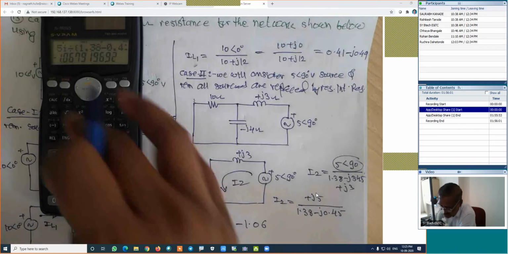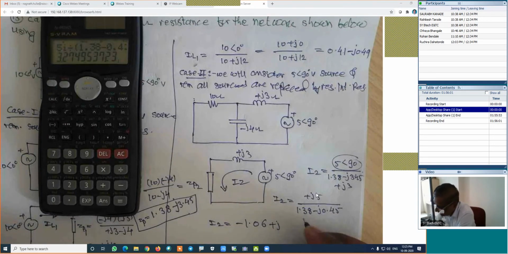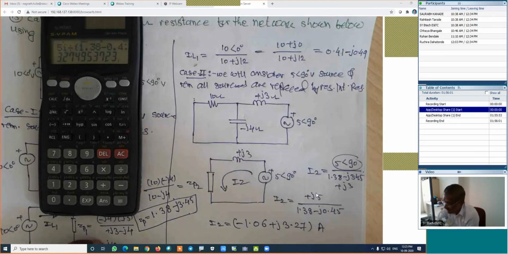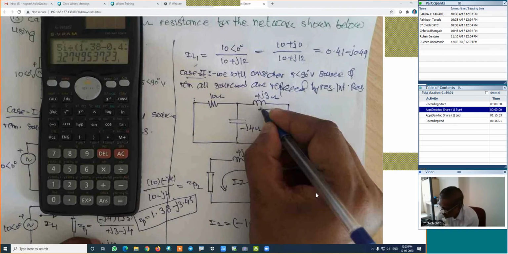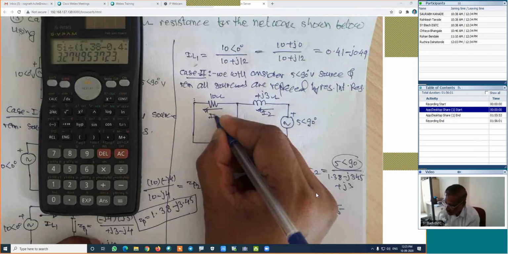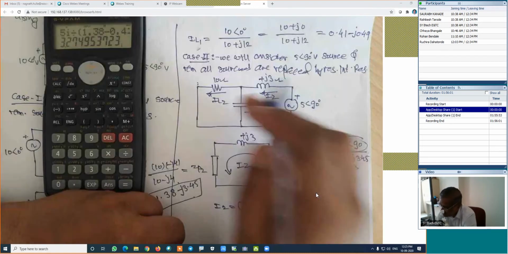What is the next part? It's a shift of the real imaginary part, that is plus j3.27. This is the current I2. This total current I2 we have calculated. We are interested in this current, that is IL2. Now, how do we get IL2, this current?